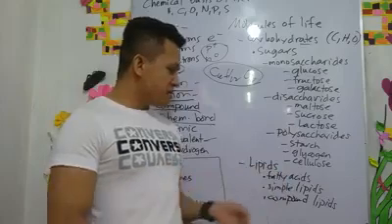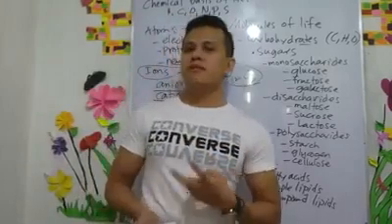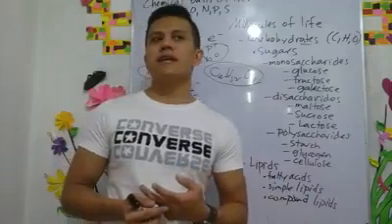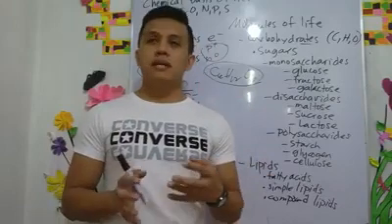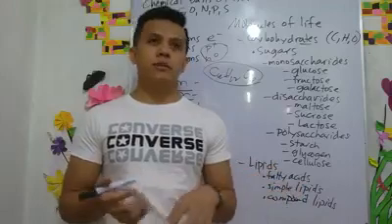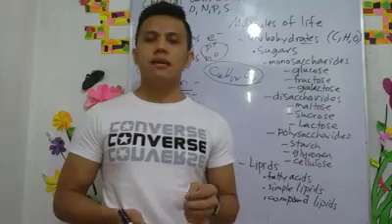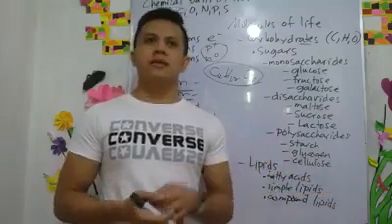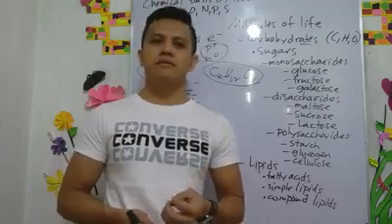Then we have two kinds: simple and compound lipids. Simple lipids are of two kinds, saturated and unsaturated fats. Saturated fats are solid at room temperature, whereas unsaturated fats are liquid at room temperature. Remember, saturated fats, like cholesterol, come from animal fats, whereas unsaturated fats come from plants, like vegetable oil and stuff like that.